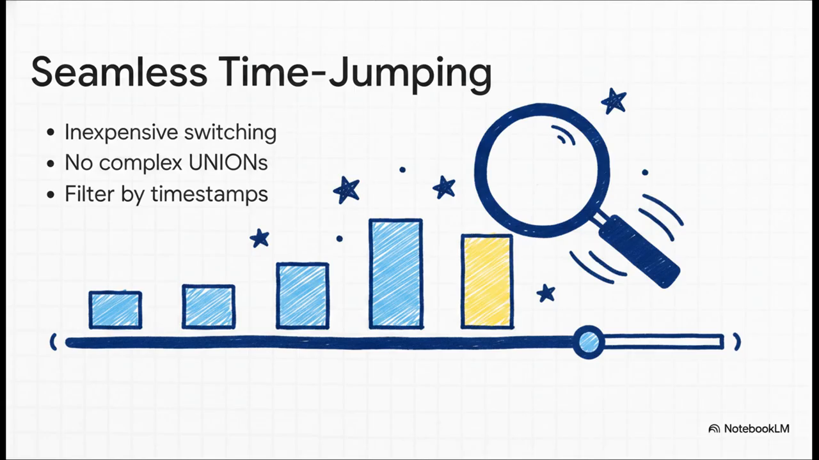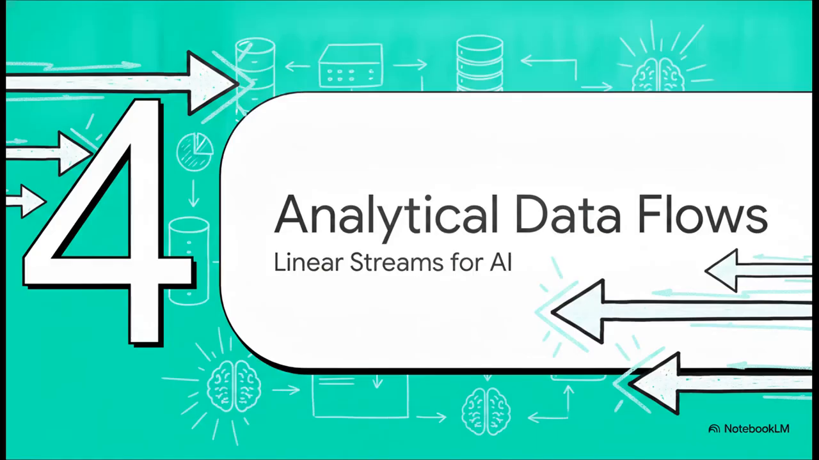To grab the current state, your application simply filters for where now falls between valid from and valid to. And if you want to jump backward in time, you just filter by a specific past timestamp between those exact same two bounds. It is incredibly clean and so efficient for the application layer. Let's move to Section 4 and see how this builds.